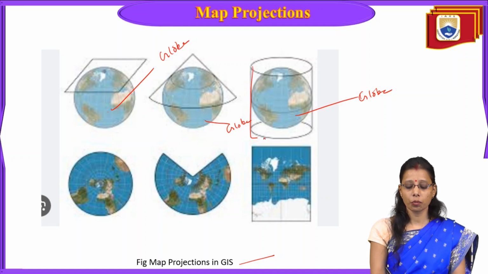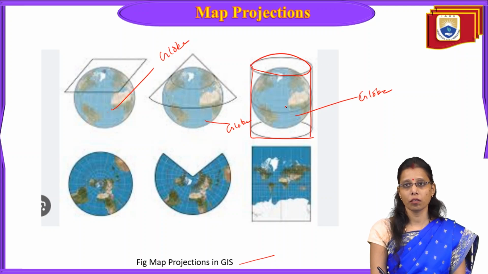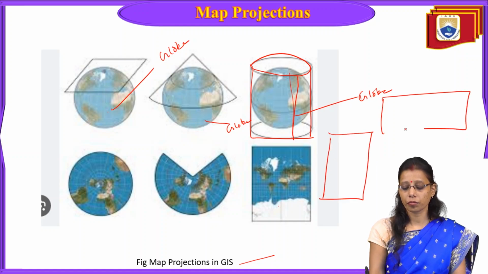Observe this one, it is like a cylinder. If we cover the total globe with a paper or fix a cylinder on it, and later cut from one side, it will be projected like this, or like this. This is called cylindrical projection. The cylinder is 3D, and while cutting it open, it converts to 2D.